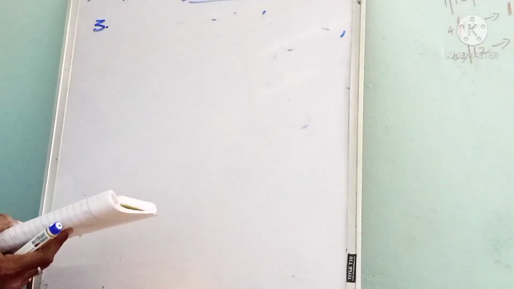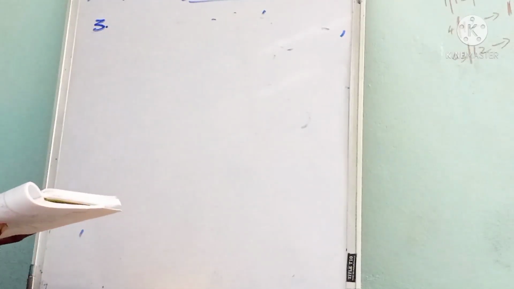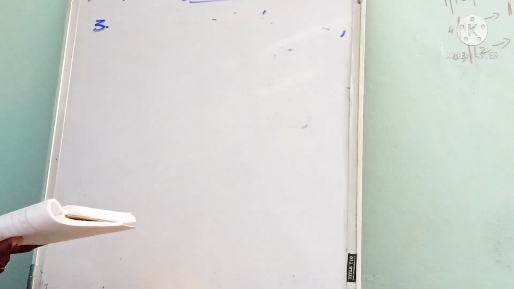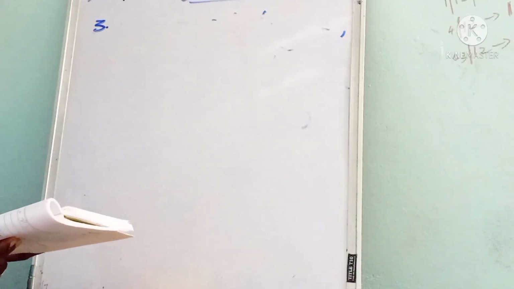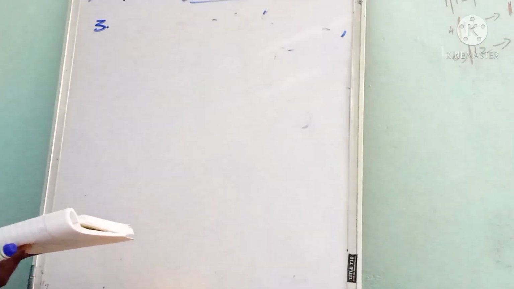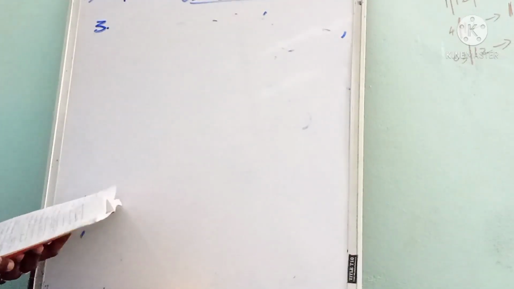The next question is, a particle executing linear simple harmonic motion has a maximum velocity of 40 cm per second and a maximum acceleration of 20 cm per second square. Find its amplitude and the period of oscillation.